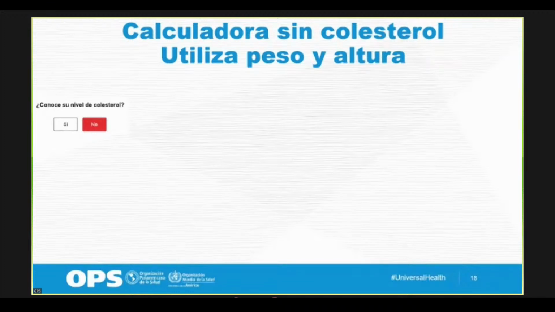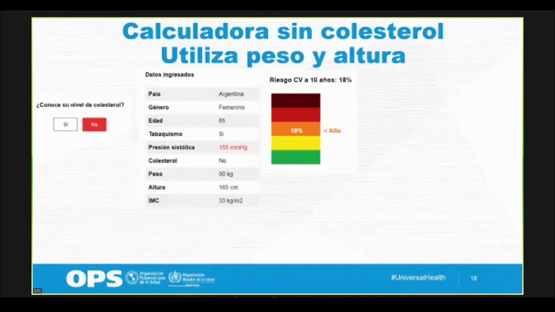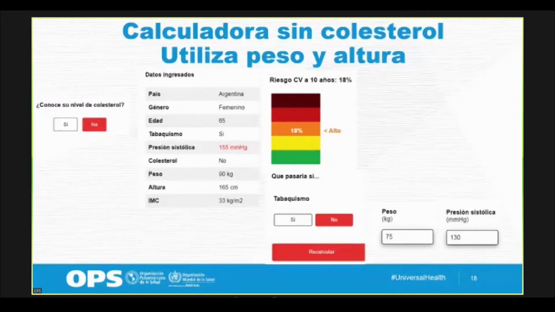So when we do not have the cholesterol value, we use weight and height. And then we have the body mass index here with high blood pressure, and then we have 15%, which is higher. And then what would happen if we would change the risk factors? The person doesn't smoke, and the person would lose weight.